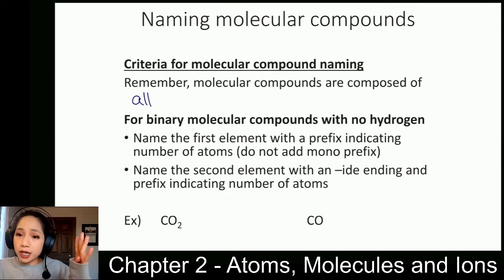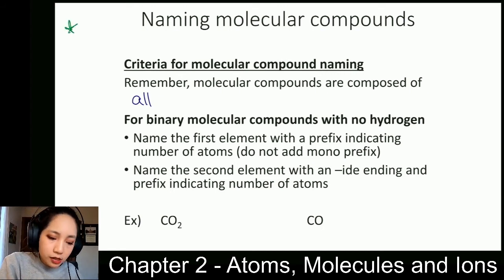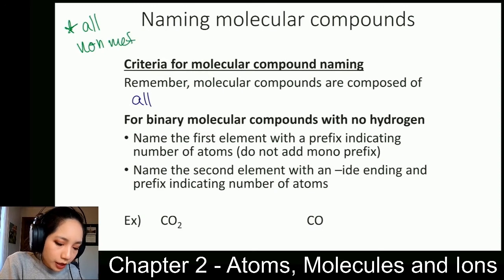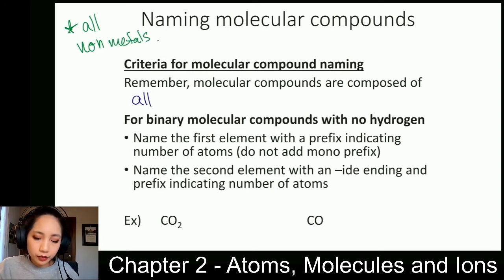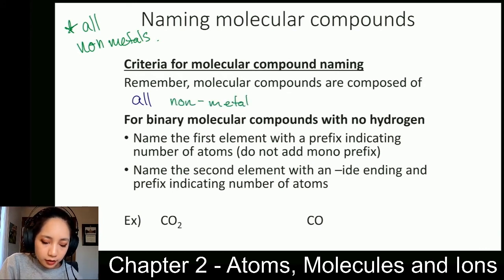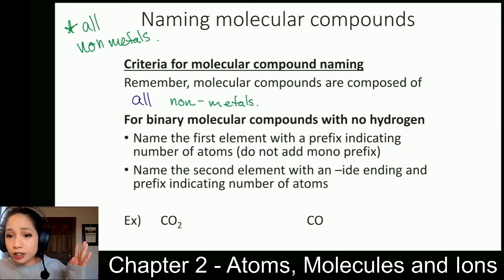Again, the big picture here is, can you identify ionic compounds versus molecular compounds? Molecular compounds, remember, are all nonmetals in their chemical formula. Oh yeah, remember, all molecular compounds are composed of all nonmetals. Sorry, I wrote it twice. But that's okay, because it's just that important.